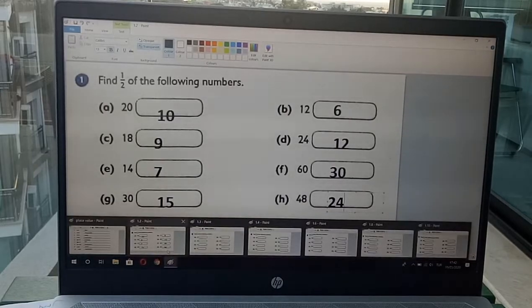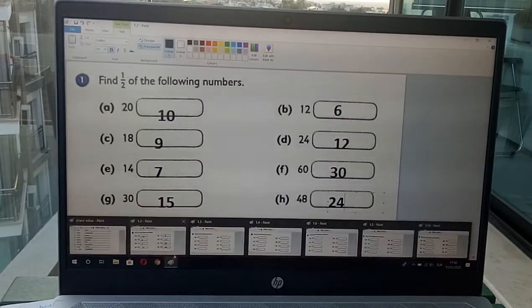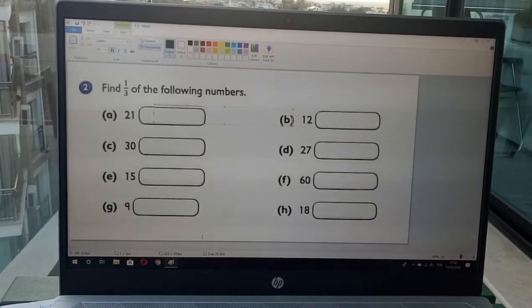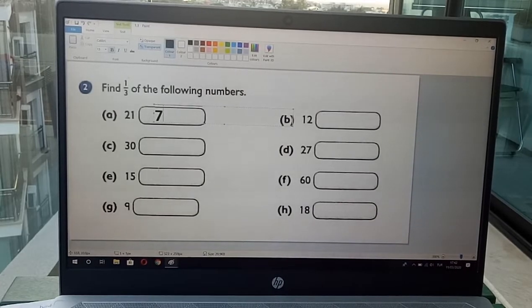The next quantity is 1/3. Again, we are going to divide these numbers by our denominator, and our denominator for these quantities is 3 because we have the fraction 1/3. So 1/3 of 21 is 7. For letter B, 1/3 of 12 is 4.